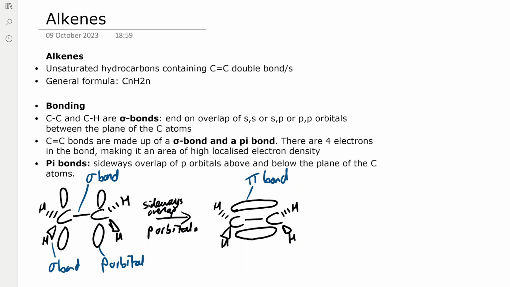So alkenes are unsaturated hydrocarbons which contain carbon-carbon double bonds, and the general formula for an alkene is CnH2n. So for example, if you have an alkene with 2 carbons, which is ethene, it will have 4 hydrogen atoms.